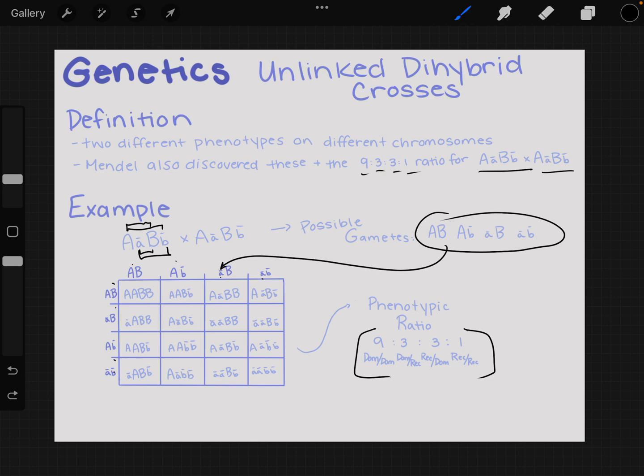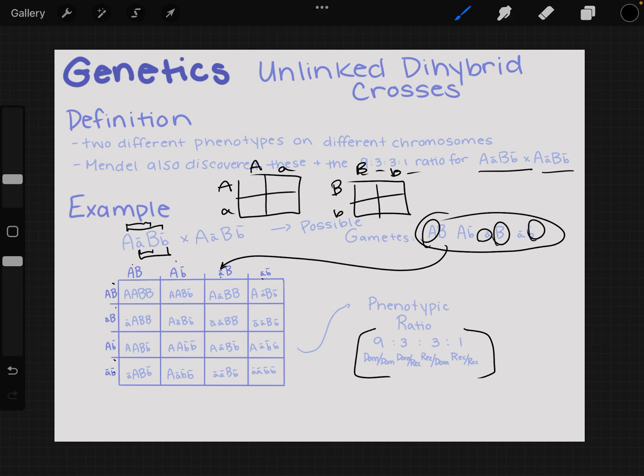another way you could go about this is by doing 2 separate Punnett squares. So we could do one for the A trait and for the B trait. And again, you would do this using the gametes. So we have capital A or lowercase a and then capital B or lowercase b. You could do them all out, and then you could cross-reference them. Well, we know that we'd have dominant, dominant, dominant, dominant.